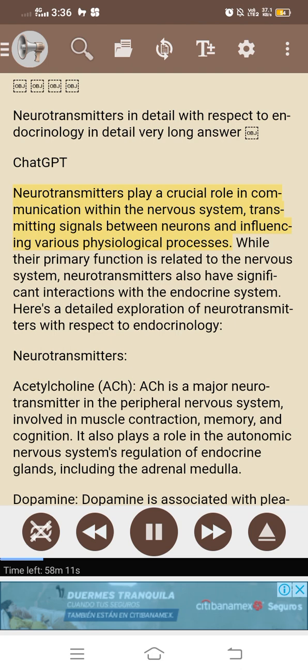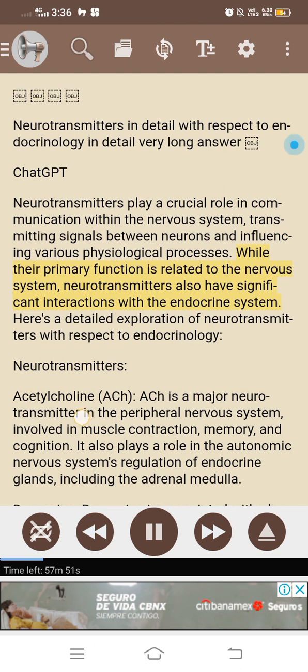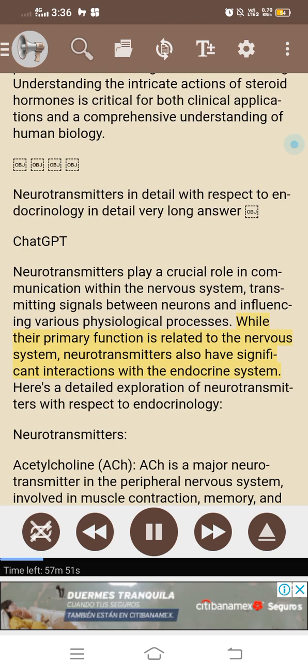Neurotransmitters play a crucial role in communication within the nervous system, transmitting signals between neurons and influencing various physiological processes. While their primary function is related to the nervous system, neurotransmitters also have significant interactions with the endocrine system. Here's a detailed exploration of neurotransmitters with respect to endocrinology.